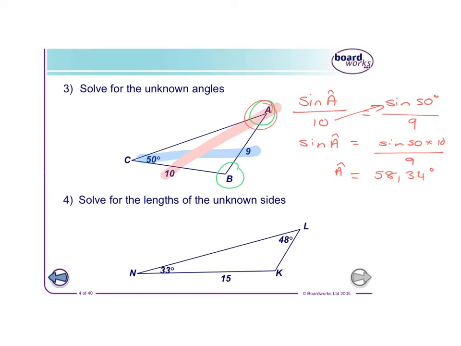All right, so that's angle A done. So now we need angle B, but we don't have its opposite side. We don't have to worry about anything, so let's just use angles of a triangle.